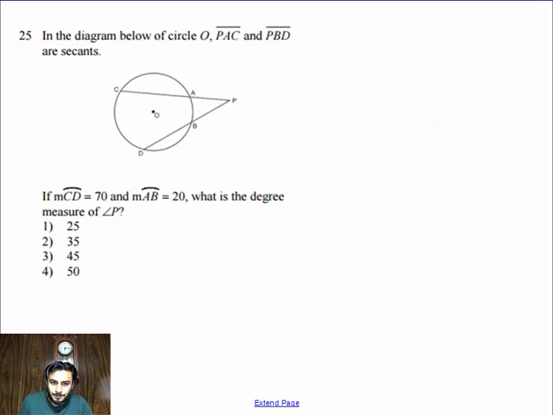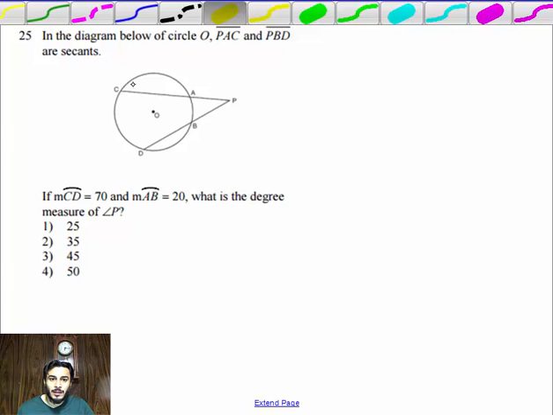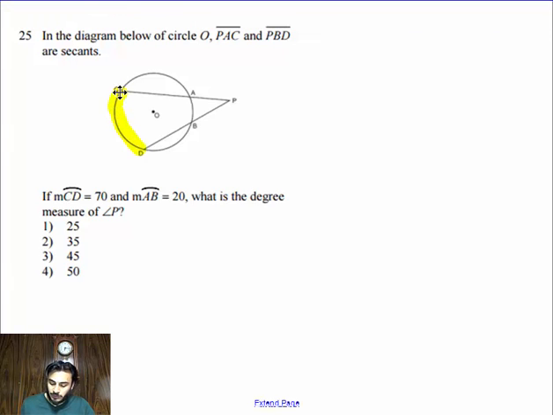Number 25. So it says the measure of arc CD is 70. So this arc here is 70 degrees. The measure of arc AB is 20. That's referring to this arc over here, okay? That arc is 20. What is the degree measure of angle P? So they want angle P. All right, let's zoom out.